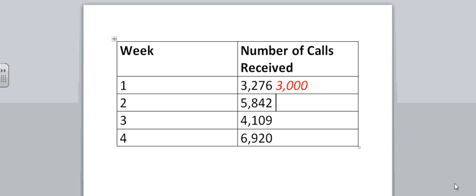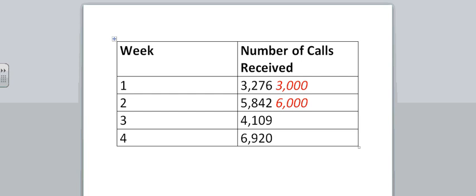For this next one, again, I'm looking at the 5 because it's in the thousands place. It's my largest place I have here. So my 5 looks at my 8. 8 is bigger than 5, so my 5 switches to a 6. All other numbers flip to 0.